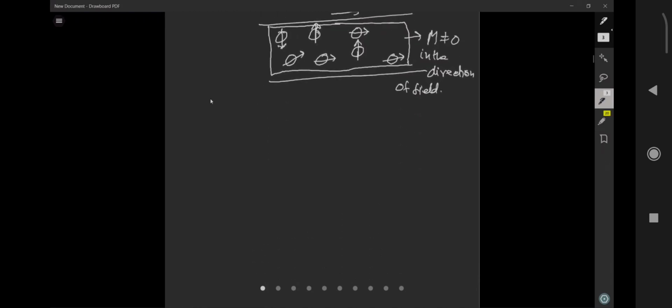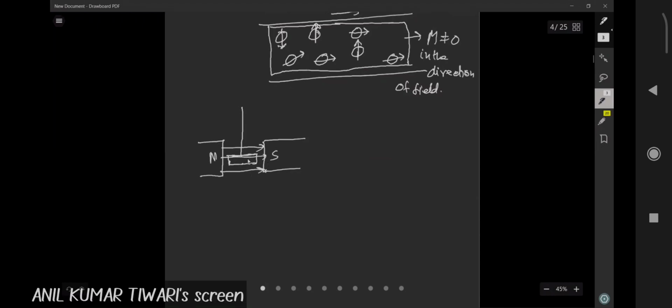If it is so, then if such a substance is placed between the two pole pieces of a magnet, freely suspended, then the bar will align itself in the direction of the applied magnetic field. In the case of the ferromagnetic, we have seen that this becomes perpendicular.